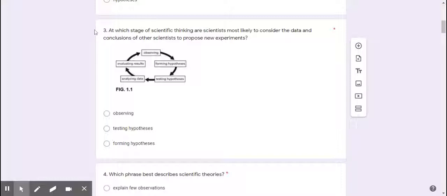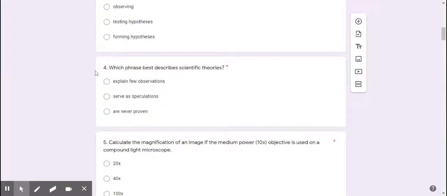Number 3, at which stage of scientific thinking are scientists most likely to consider the data and conclusions of other scientists to propose new experiments? Observing, testing hypothesis, or forming hypothesis? Number 4, which phrase best describes scientific theories? Explain few observations, serves as speculation, or are never proven.